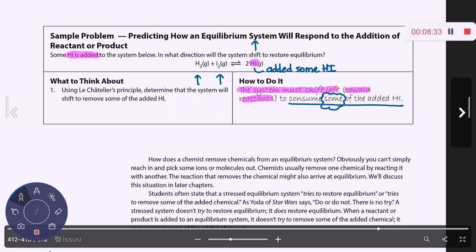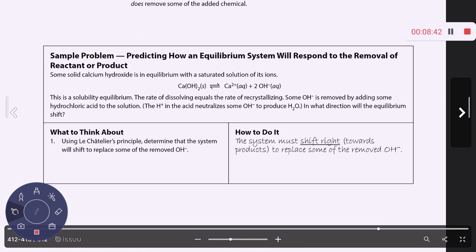Okay, all right, now let's take a look at another example. At the bottom of the page, here we've got a solid, and it's in equilibrium with its ions. So anytime you're dissolving something and then recrystallizing it, it's called solubility equilibrium. Dissolving and crystallizing are happening at the same rate here. And here it says that some hydroxide ion is removed. Is hydroxide a reactant or a product? It's a product. So I'm going to highlight the hydroxide ion, and I'm going to make a note that some of this is removed.